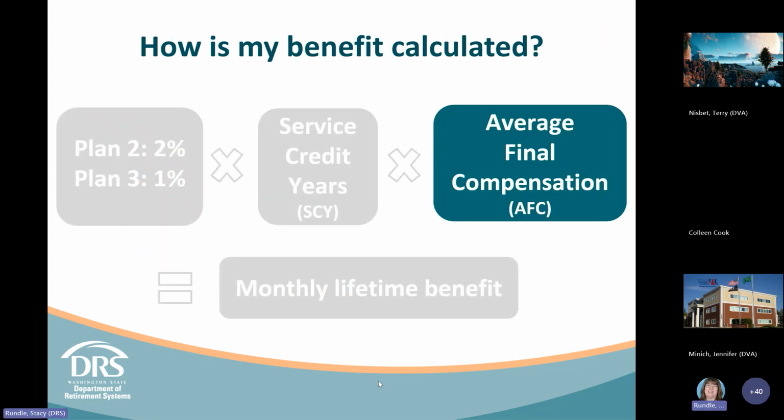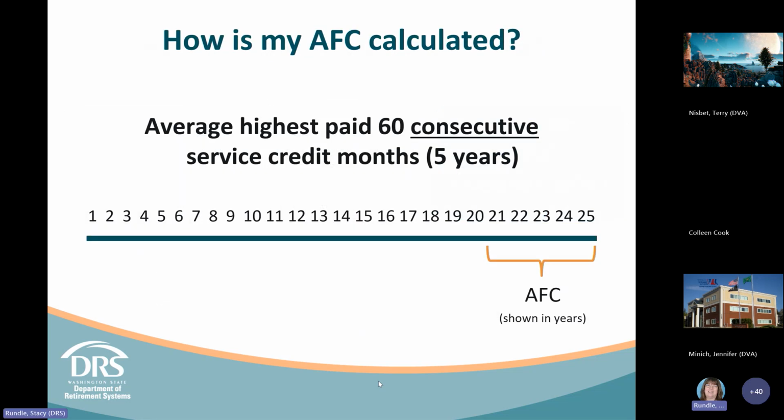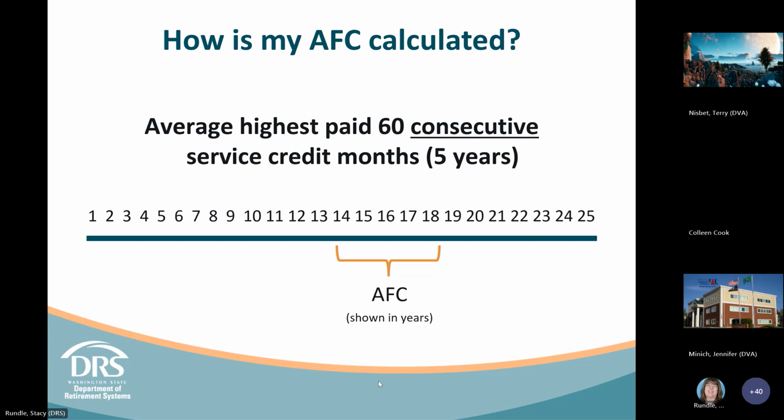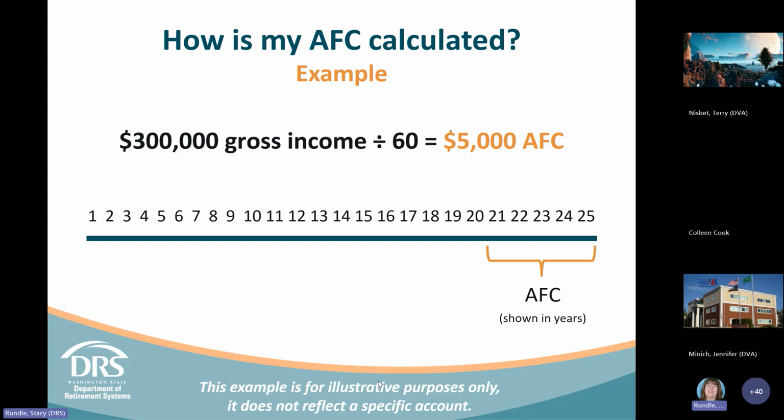Now, the amount of your benefit will also be based on your average final compensation. So what is your AFC? We take the average of your highest 60 consecutive service credit months of pay, or 5 years, wherever they may have been earned in your career in public service in the state of Washington. For example, if you earn $300,000 of gross income before deductions over a period of 5 years, we will divide that by 60 to get to your monthly average of $5,000.